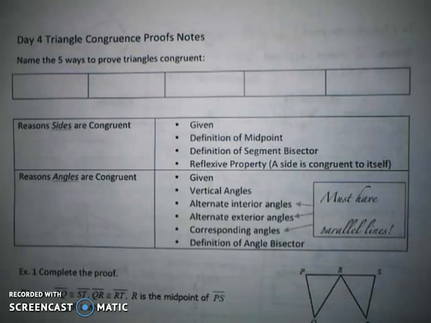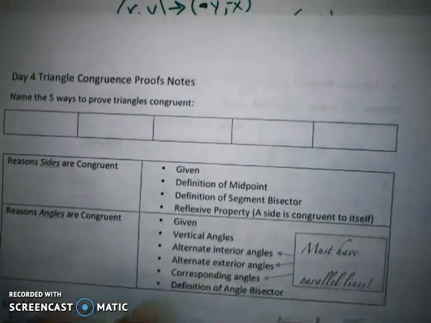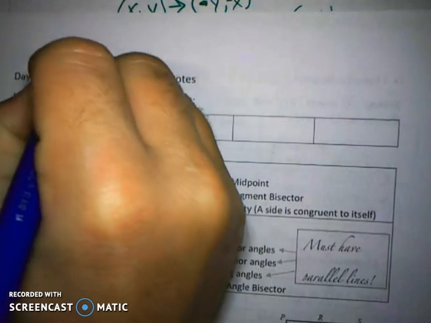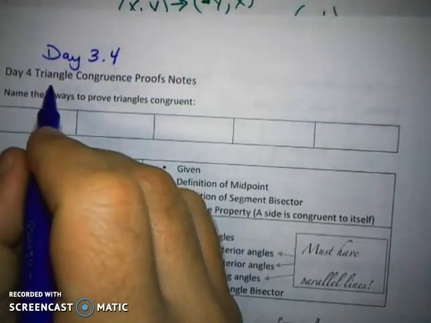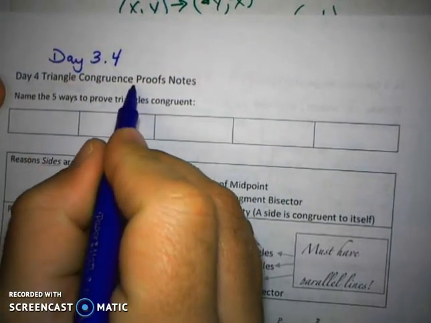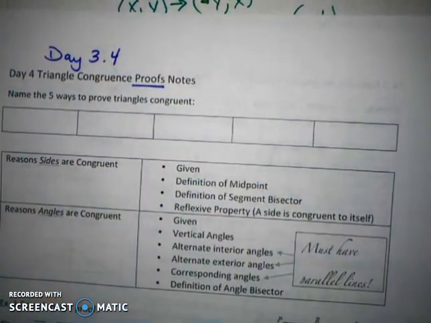All right, welcome to our day 3.4 video. This is day 4 of unit 3. Okay, we are talking about triangle congruence again, but we are looking at doing some proofs with triangle congruence.